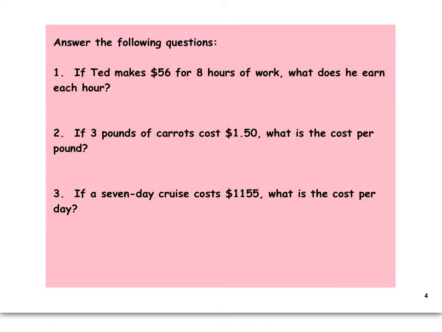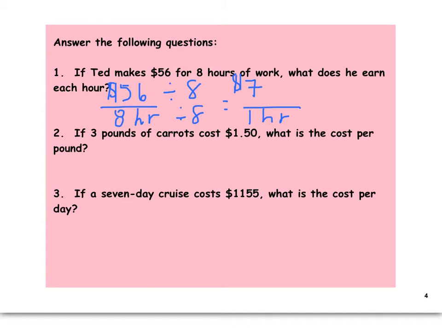Now we'd like to take a look at how we can go between rates and unit rates. So it tells me here that if Ted makes $56 for 8 hours of work, we want to know what he makes each hour. Well, if I set up the rate for this, I'm going to have $56 over 8 hours. If I want to know what happens for 1 hour, I'm going to have to divide the denominator by 8, and that'll give me 1 hour. If I divide the denominator by 8, I'm going to have to do the same thing to the numerator. Well, I know from my facts that 56 divided by 8 is 7, so I have $7 for 1 hour.